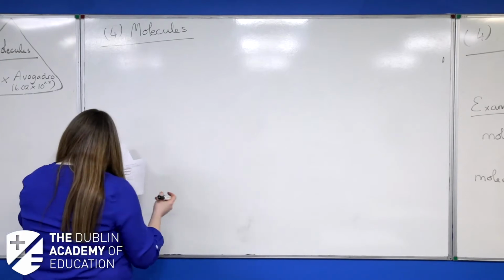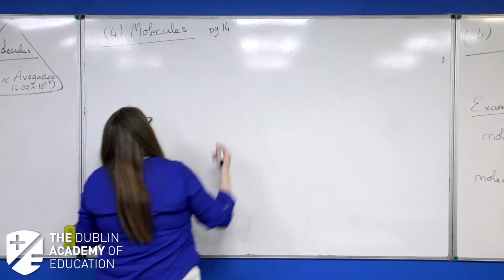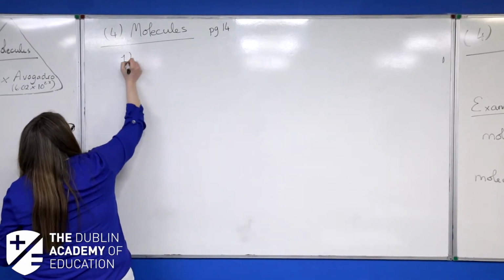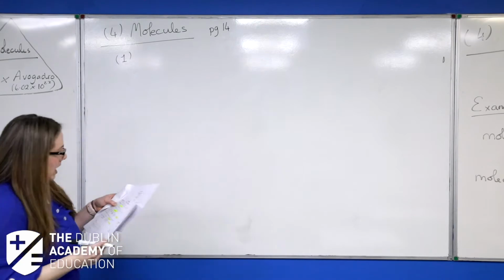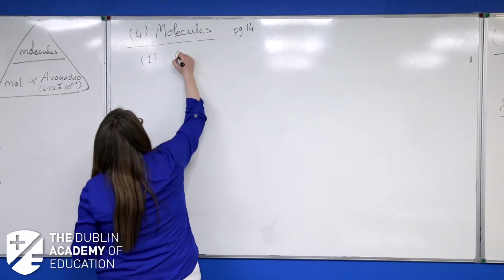So we're now going to look at page 14 of your notes. And we're going to try one of the practice questions. So question 1 on page 14. Calculate the number of molecules in 0.5 moles of sulfur dioxide.